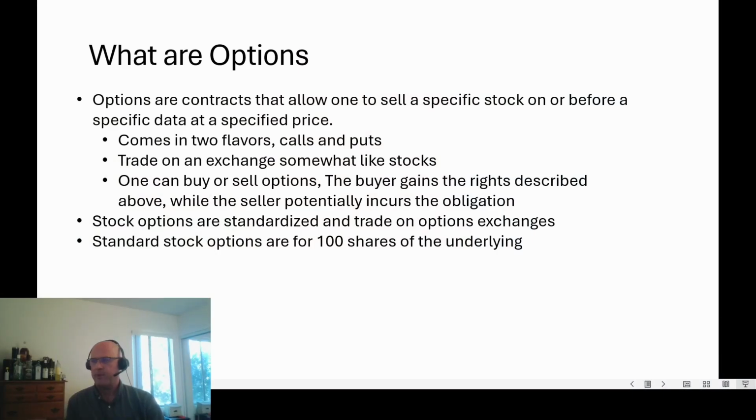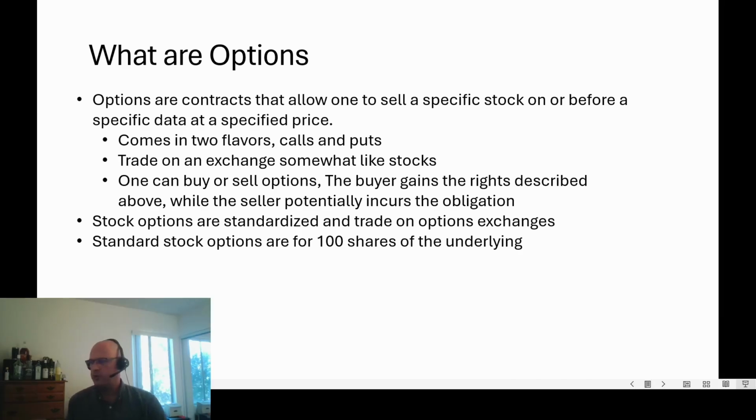So at a basic level, options are just contracts. They give the purchaser the right, but not necessarily the obligation, to either buy or sell stock at a given price on or before a specific day. Now, there are two flavors of options, calls and puts. So the call option gives the buyer the right to buy the stock at a certain price. The put option gives the buyer the right to sell a stock at a specific price.